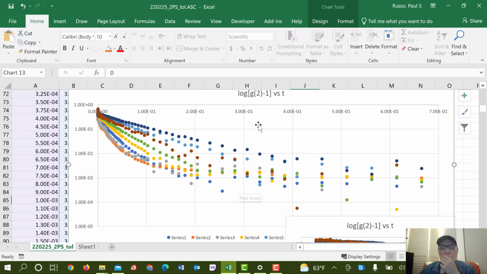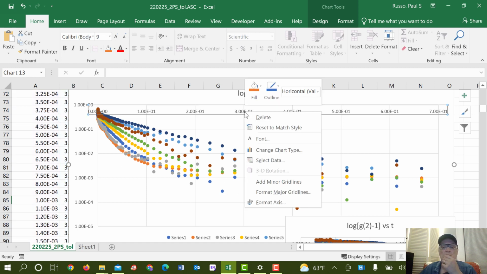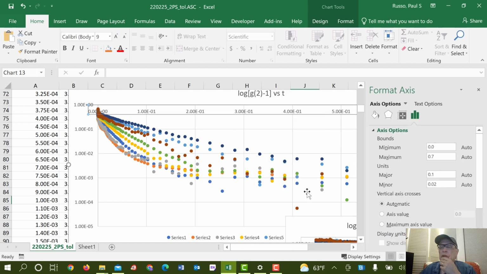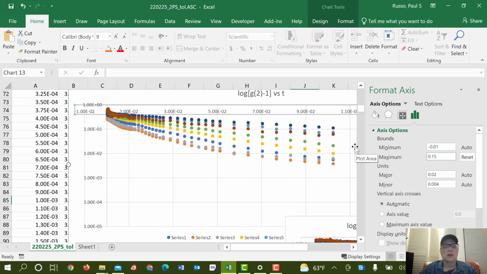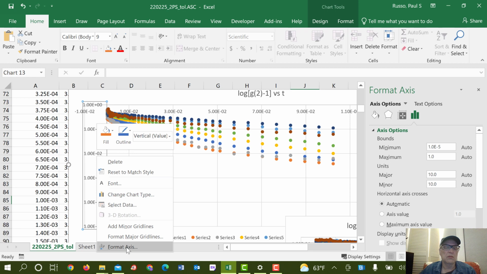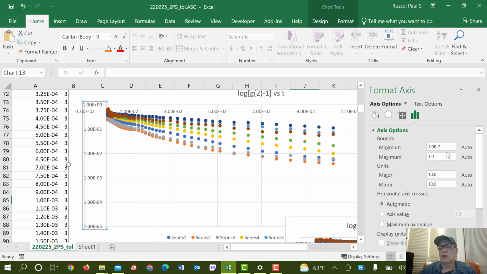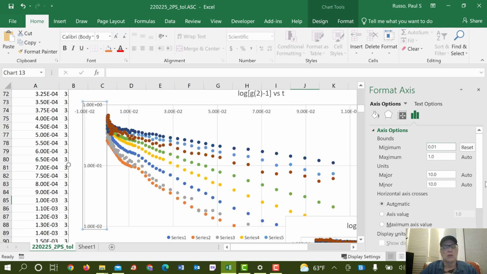And I think if we expand this scale a little bit more, it'll be even more obvious that that's the case. Let's expand the scale to, let's say, 0.15. Okay. And maybe we want to be a little more restrictive on this scale too. Let's see, a minimum of 10 to the minus fifth is ridiculous. Let's make it a minimum of 0.01. There we go. Now, how would you draw a straight line to it, any of it?